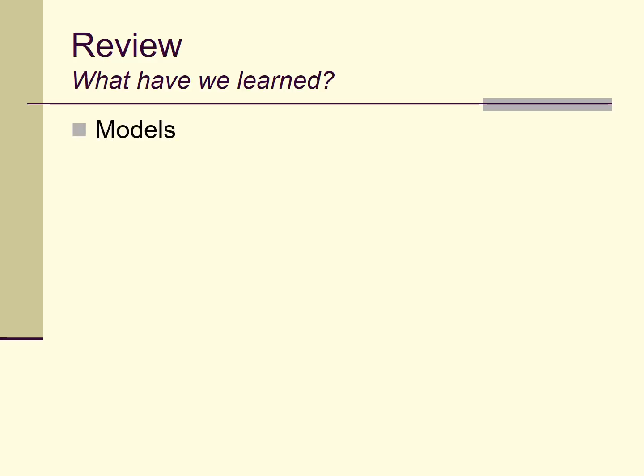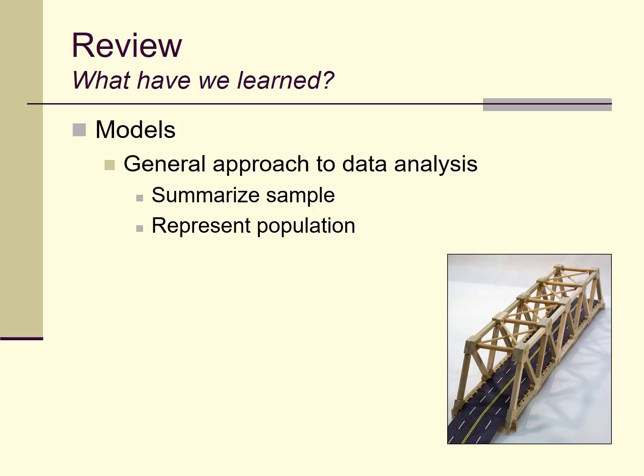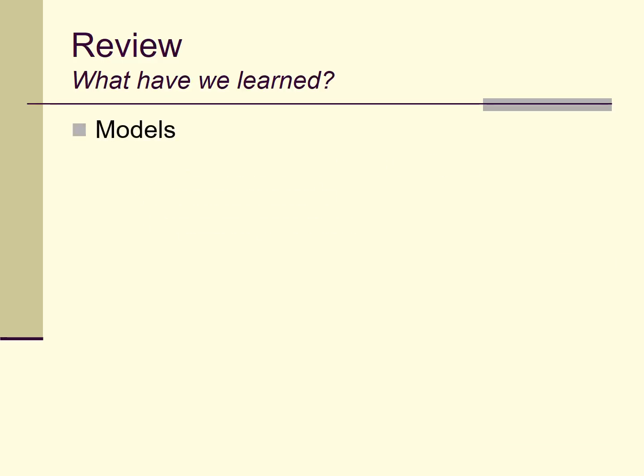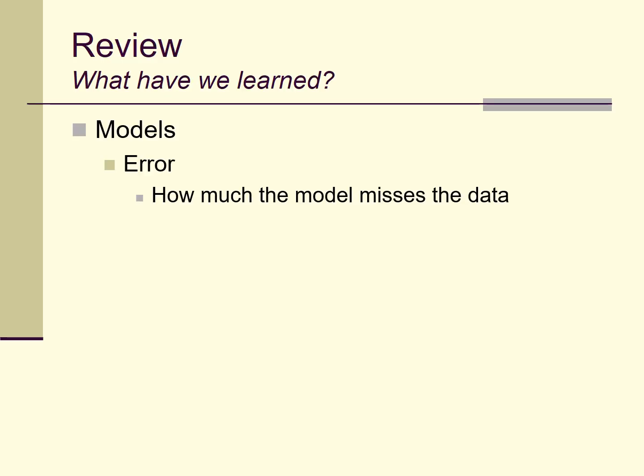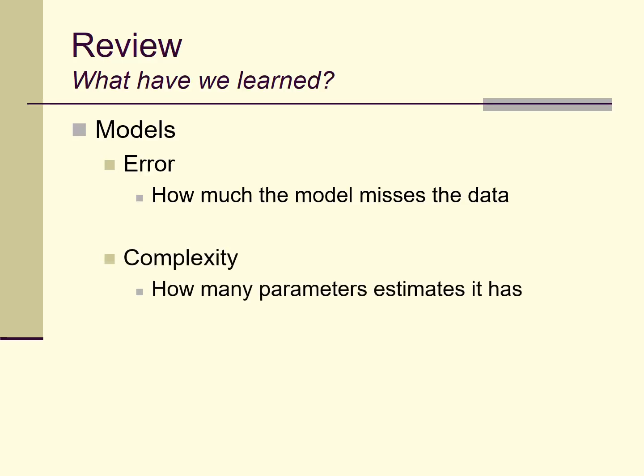What have we learned? Well, hopefully we've learned a little bit about models. We've learned that model building is really this general approach to data analysis. We're going to use it a lot throughout the semester. Models are constructed to summarize or to describe a sample. They're done to represent or to estimate a population. And we can describe models in terms of their error, how much the model misses or doesn't miss the data, and in terms of their complexity, how many parameter estimates they use. And we'll talk about this a lot more in the next lecture, because these two qualities, error and complexity, are really, really important in statistics, especially the statistics of model construction and model comparison.